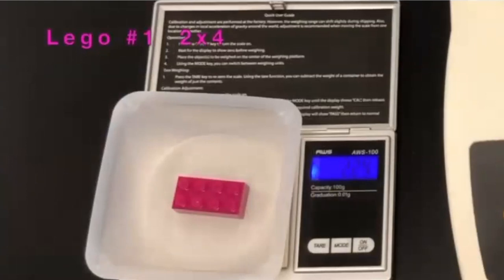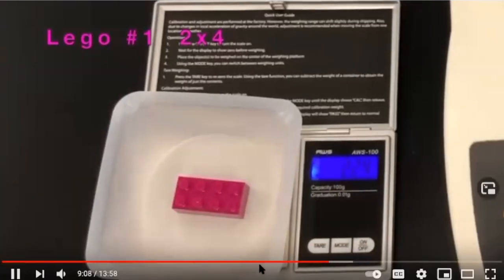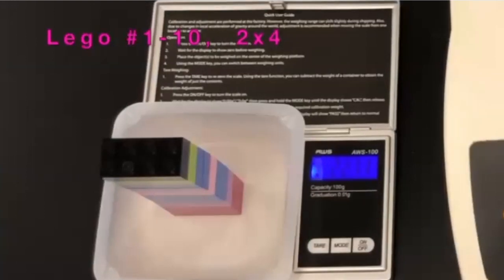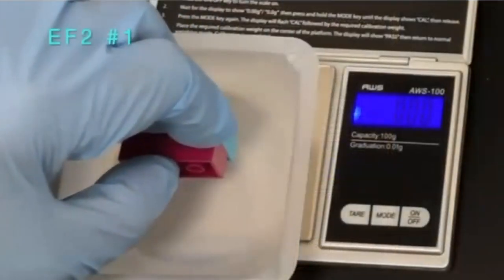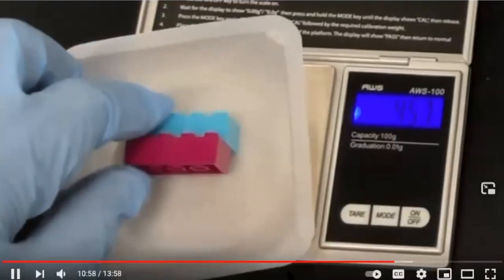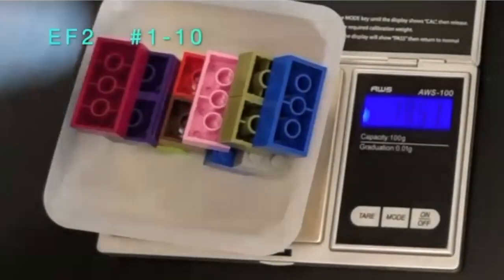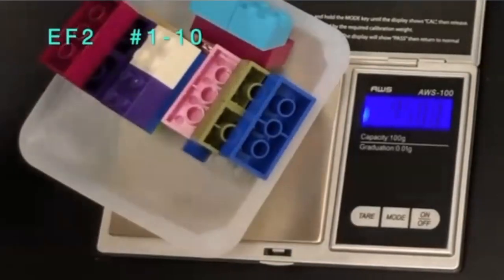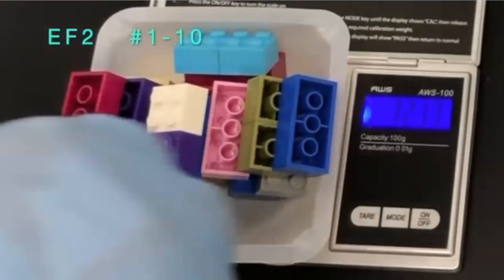Now I do the same thing for the E bricks, okay? You can just scrub through, and here it is. For all 10 E bricks, what you have is 22.73 grams. What you need to do is take that and divide it by 2. Then I do the same thing for the EF2 bricks. Okay, I weigh them individually, and then I put all 10 on a weighing boat. And then you can take that total mass and divide by 10.